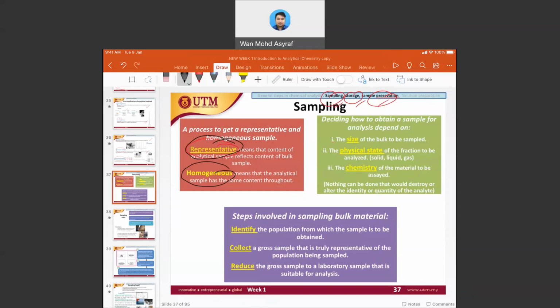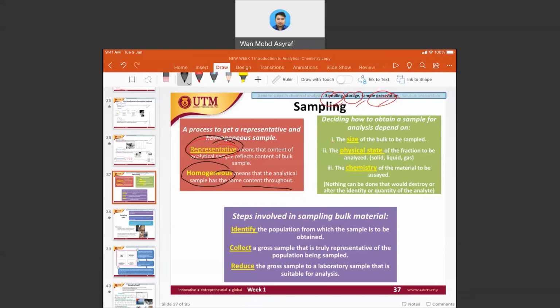So the sample that you want to sample must be representative. For example, you take the blood. The blood is representative because it flows throughout the body of the fish. It must also be homogeneous, meaning that the sample must have the same content throughout. So for example, if you take the sample near the stomach, which is much better because everything that has been ingested, the content is going to be more or less the same throughout that area. That's how you get a homogeneous sample.